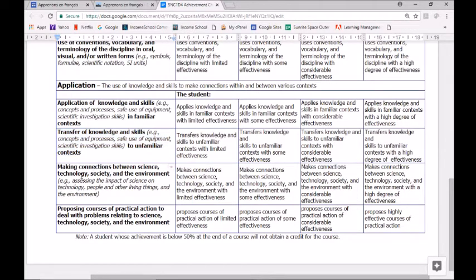The other part here is making connections between science, technology, society, and environment. That's a bit like STEM. And here, proposing courses of practical action to deal with problems relating to science, technology, society, and the environment. And that's for us to see that whatever we do in class, we can use it outside of the classroom, so that whatever we're doing, we keep in mind that we are all lifelong learners.